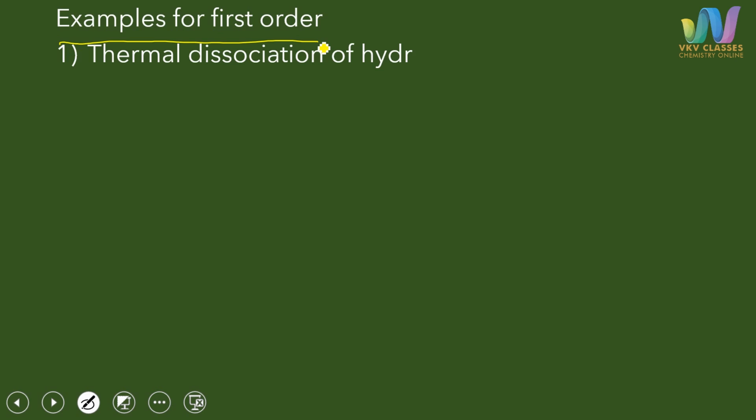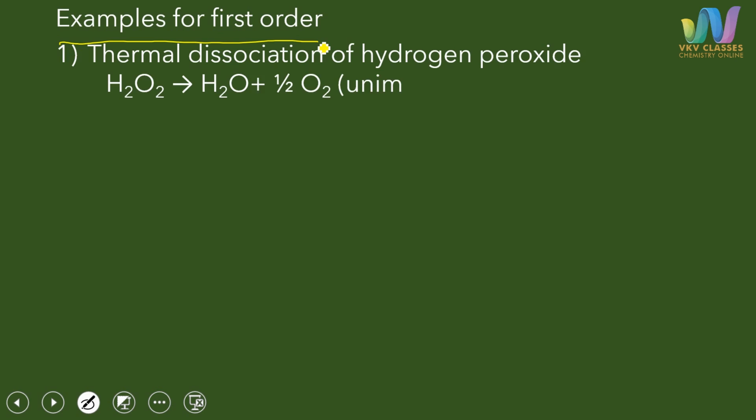First we take up the first order reactions. Examples for first order reactions. One is thermal dissociation of hydrogen peroxide. Hydrogen peroxide on heating dissociates to water and oxygen. Here only one molecule is taking part in the reaction. So the reaction is also an example for a unimolecular reaction.